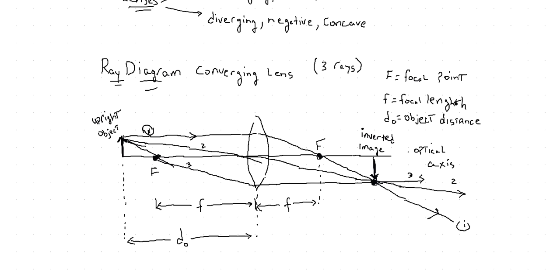I'm going to take a dotted line here. The distance from the lens to the image is called d sub I, for image distance. This is how I want you to label the diagram if I give this on a quiz. So d sub I is called the image distance.